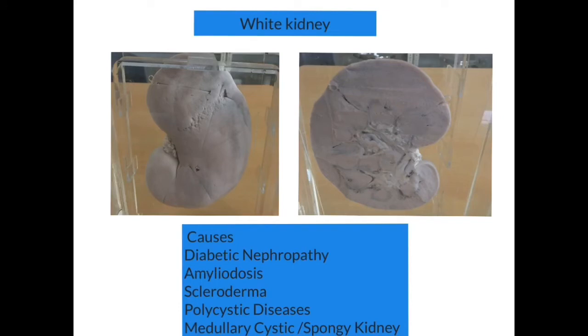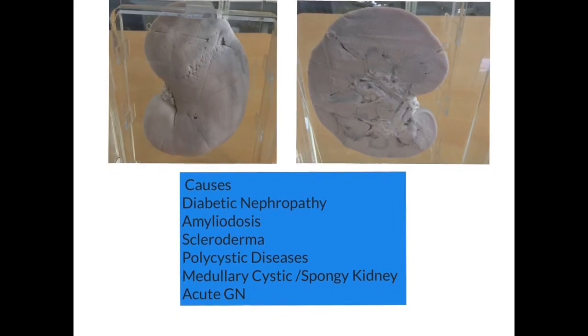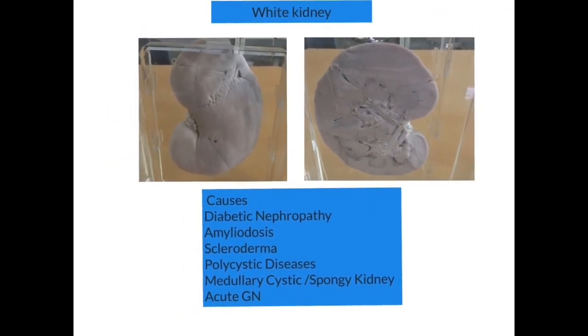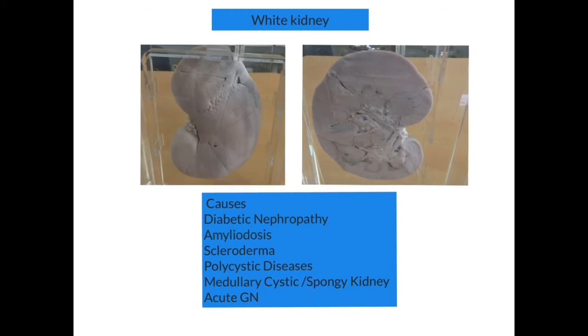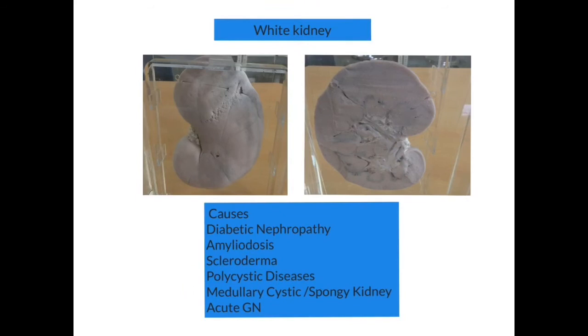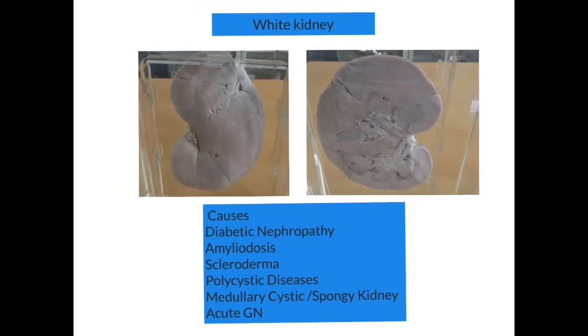Coming to the next one, the white kidney. So what is there in the white kidney? White is white and it is an enlarged kidney. So these are the causes: diabetic nephropathy, amyloidosis, scleroderma, polycystic diseases, medullary cystic or spongy kidney, and acute glomerulonephritis. So please remember what is meant by a white enlarged kidney.